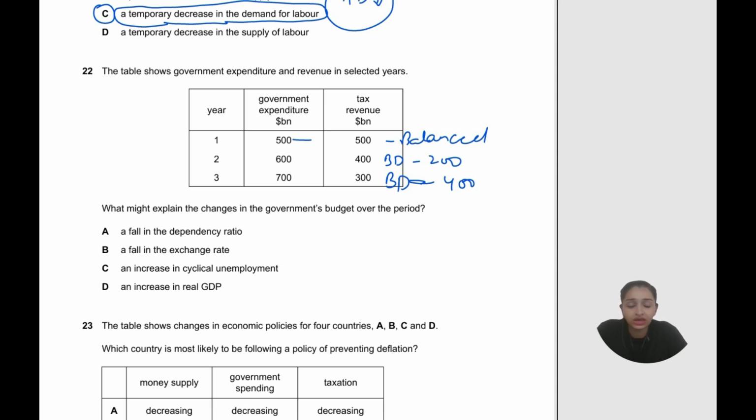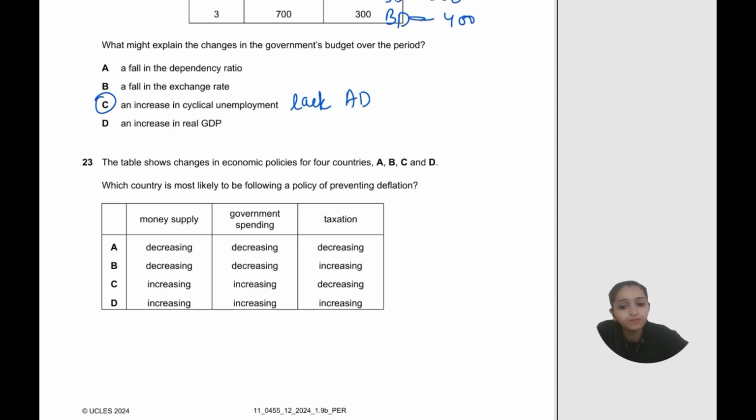An increase in the cyclical unemployment. Now, with cyclical unemployment, we know that there is a lack of aggregate demand in the economy, and also people's incomes are lower, so they will not be able to pay sufficient taxes to the government, while the government, in order to increase the aggregate demand, might have to increase their spending. So C is the answer. If the real GDP is rising, then the government tax revenue should also proportionately rise, but that's not happening, so D is also not an option. So straight away C is an answer.